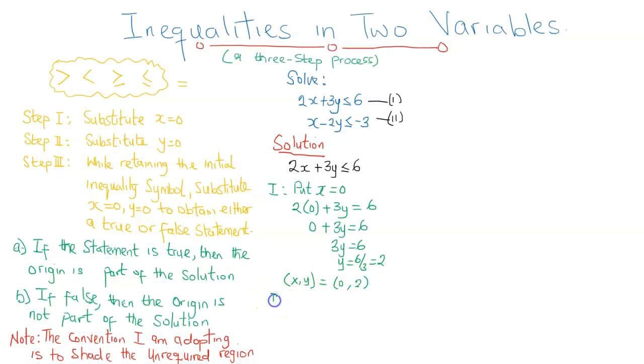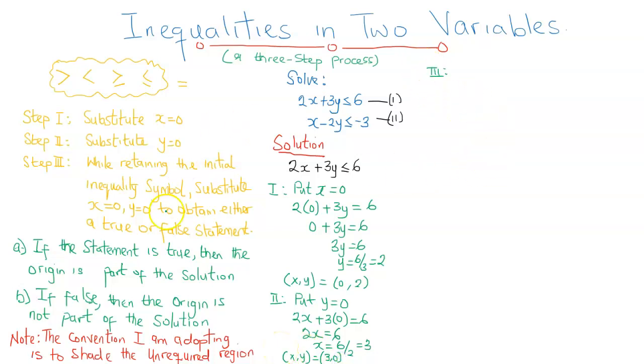So step 2, I'm going to substitute the value of y equal to 0 into the equation, and of course this inequality symbol less or equal to is going to change to an equal sign. So this is 2x plus 3y, and of course y is 0, equal to 6. So 3 times 0 is 0, so this is going to give 2x equal to 6, x equals 6 over 2, and this is equal to 3. So my coordinates here, x comma y, is 3 comma 0.